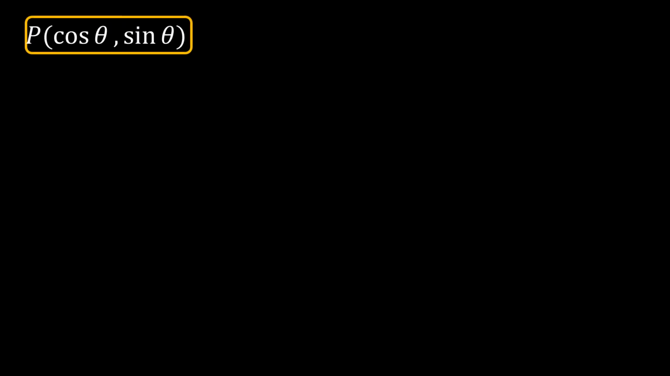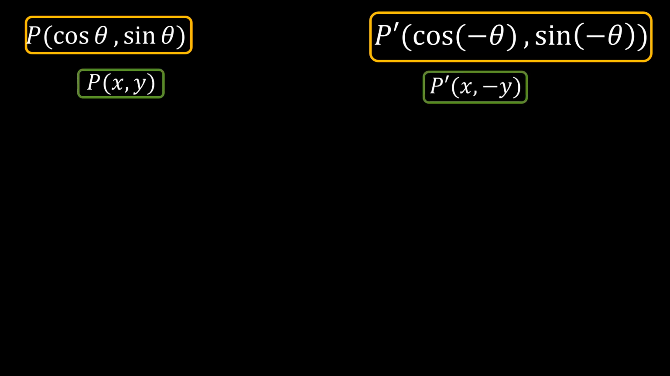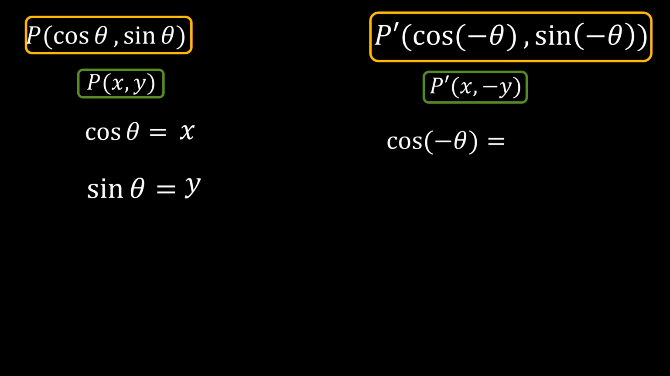As we have seen, the polar coordinates of P are cos theta and sin theta, whereas the polar coordinates of P dash are cos of minus theta and sin of minus theta, and their Cartesian coordinates are x, y and x, minus y respectively. Comparing the polar and Cartesian coordinates of P, we find that cos theta is x and sin theta is y. Now comparing the polar and Cartesian coordinates of P dash, we find that cos of minus theta is x and sin of minus theta is minus y.